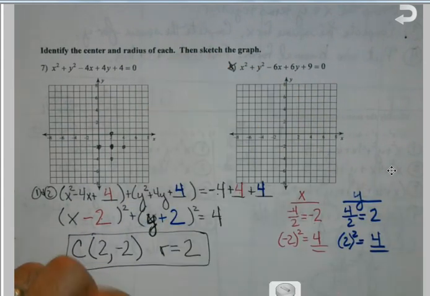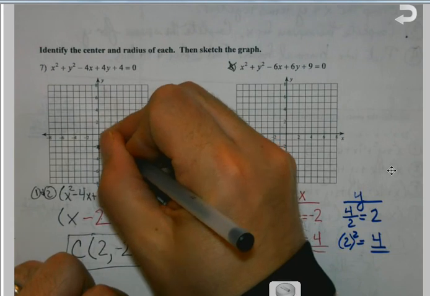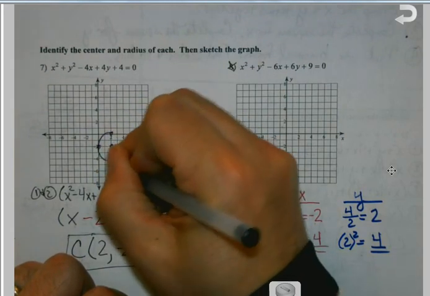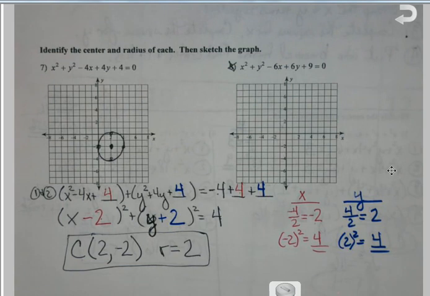Now again, don't make a diamond or a square out of this. It's a circle. So just kind of do the best you can to make it at least look a little bit like a circle. And then you're set.